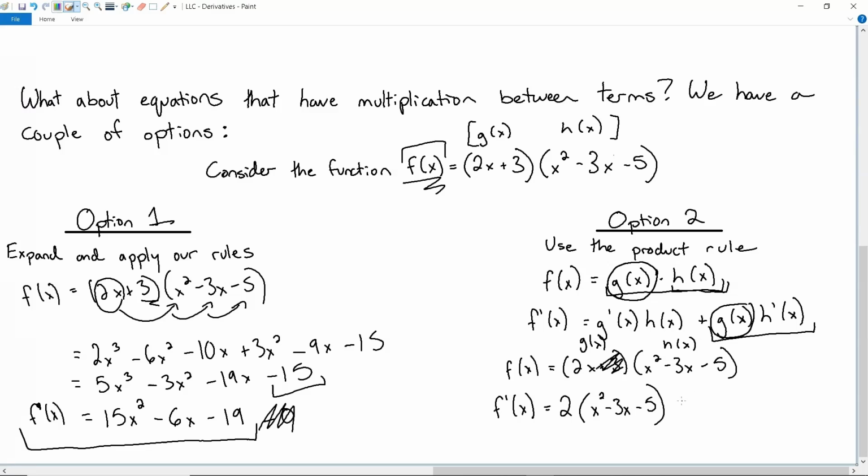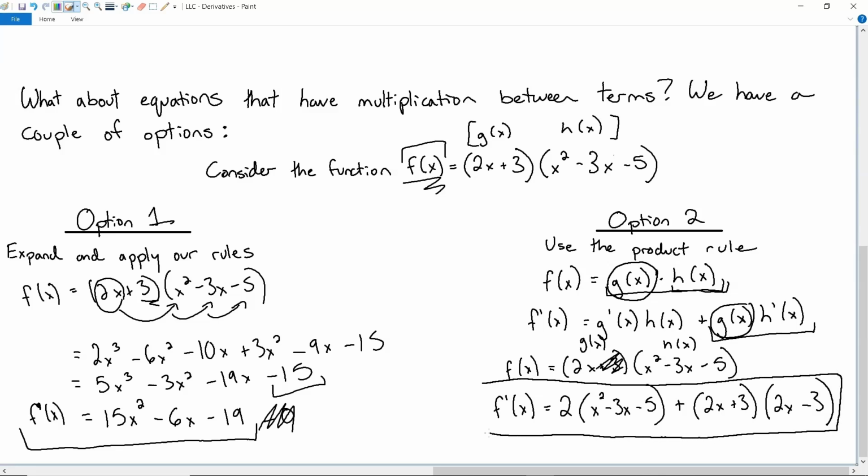h of x. Then, the second half of my derivative, I have g of x on its own, the original g of x, times the derivative of h of x, which, h of x being x squared minus 3x minus 5, is going to give me a 2x minus 3. So just like that, we were able to solve for the derivative of f of x.